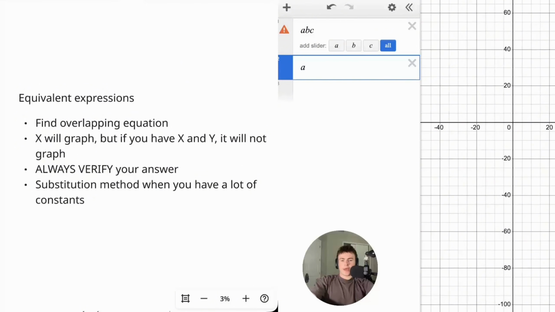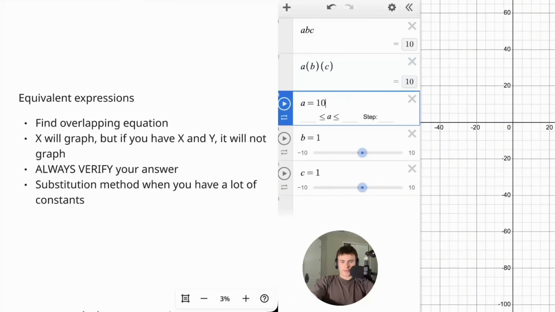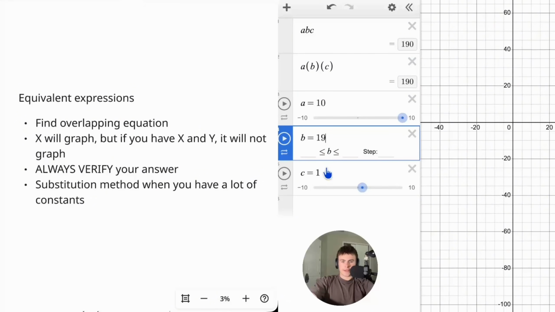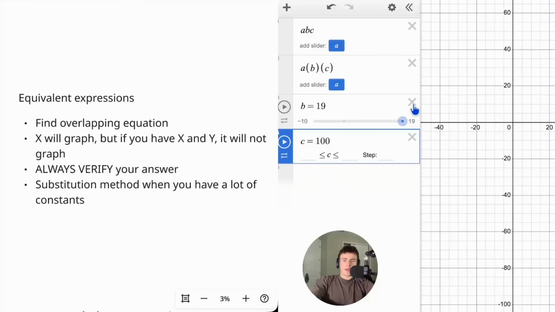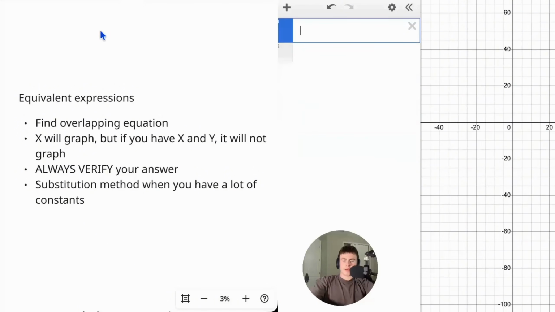And then you have something like A times B times C. Obviously, these are the same, but just to verify, let's say we had sliders for all of them, and we say A is 10, B is 19, and C is 100. These are the same, so therefore they are equivalent. This is how you would approach the more complex equivalent expressions questions. So that's what I would recommend. Anyway, let's do some examples now.